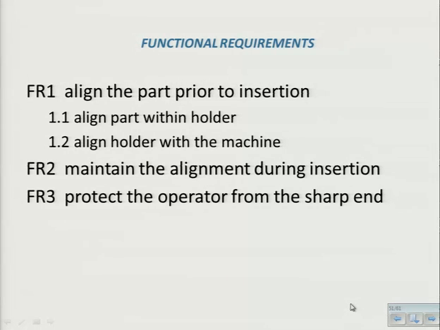So here's what I propose. FR1 is going to be to align the part prior to insertion. FR2, maintain the alignment during insertion. FR3, protect the operator from the sharp end. So 1.1 then is going to be to somehow align the part with the holder and then align the holder with the machine.